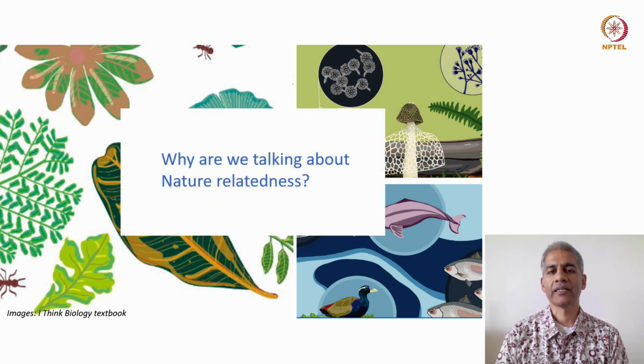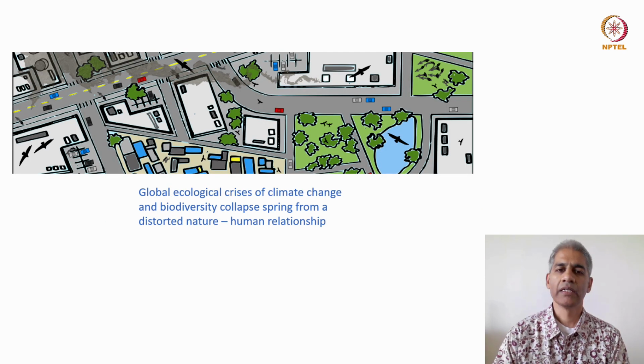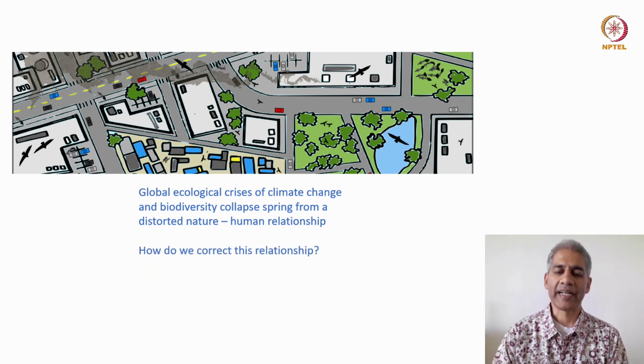And why are we talking about nature relatedness? There is an almost universal understanding or acknowledgement that the global ecological crises of climate change and biodiversity collapse arise from a distorted human-nature relationship. So if we have to do something about solving climate change or biodiversity collapse, we also have to figure out how we correct this distorted relationship.